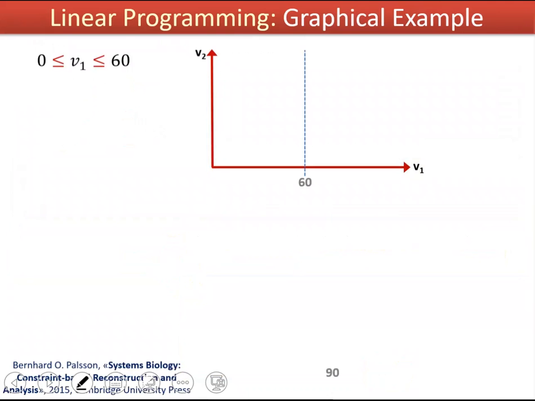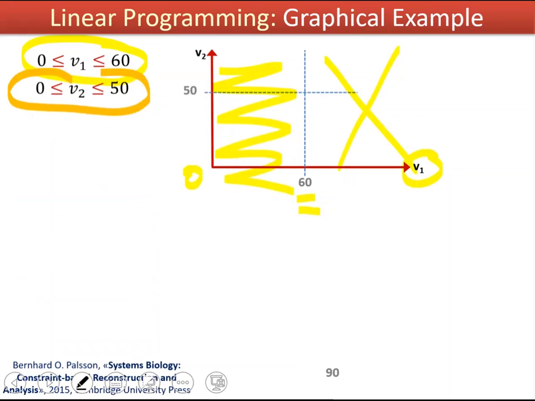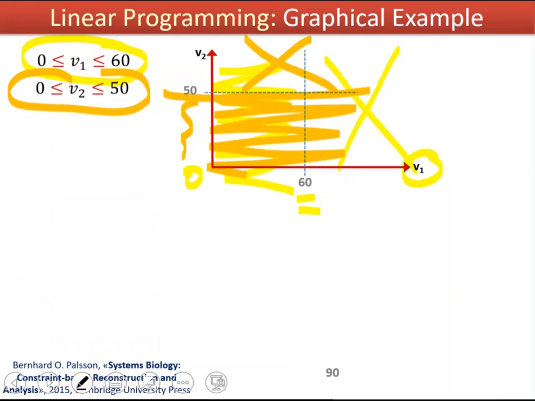So this was our first constraint. V1 must be between 0 and 60. This is the V1 axis. This is 0. This is 60. So V1 can have values anywhere here, right? It cannot take any values outside this boundary. What about V2? V2 can have values between 0 and 50. So this area, right? It is bounded by this shape. So V2 can take any values between here, not here.